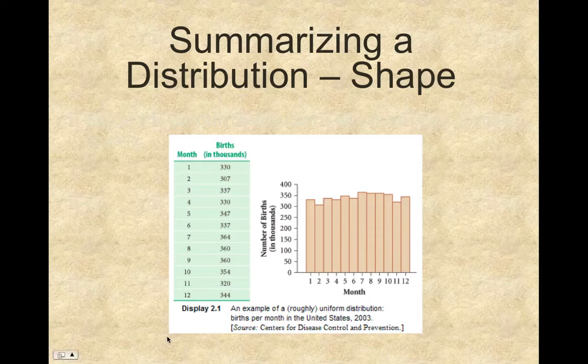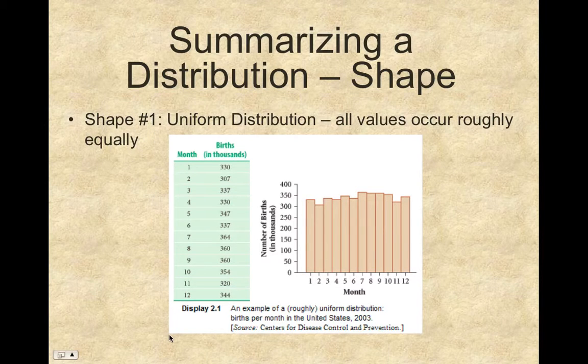So the first one that I'd like to emphasize is the uniform distribution. In a uniform distribution, all values occur roughly equally. So the heights of the bars, we're looking at the y values, the heights of the bars are all roughly equal.